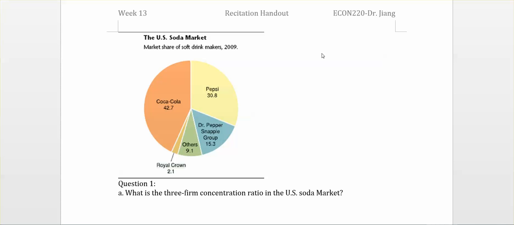So for the first question, we're focusing on calculating the concentration ratio for the market. So let's look at the first question. On the diagram, you can see a pie chart. This pie chart is about the U.S. soda market. You can find the larger the slice, the larger the market share. So obviously, the Coca-Cola has the largest market share, that is 42.7%.